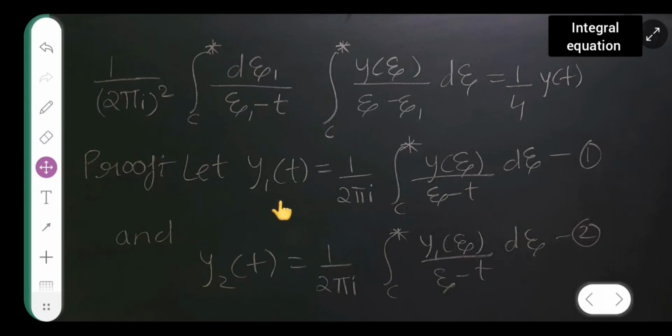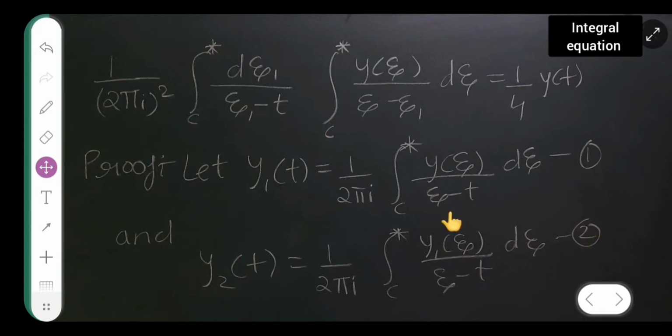So let y1 of t be equal to 1 upon 2 pi i times the integral over c to star of y of xi upon xi minus t d xi. Take this as 1. And y2 of t is equal to 1 upon 2 pi times the integral from c to star of y1 of xi upon xi minus t d xi. So for y2, wherever there is y of xi, I will be putting y1 of xi. You can consider this as 2.